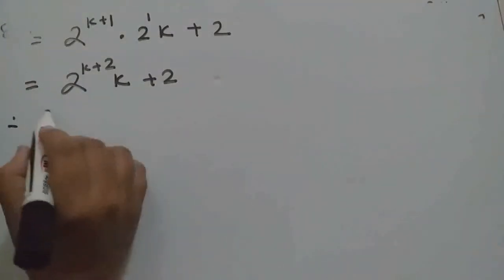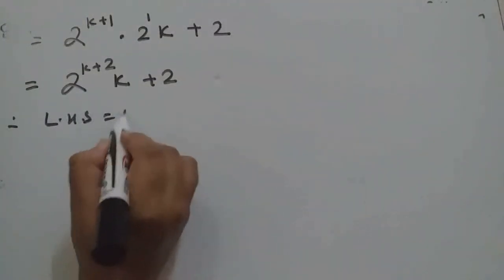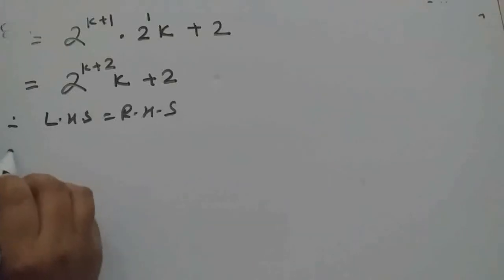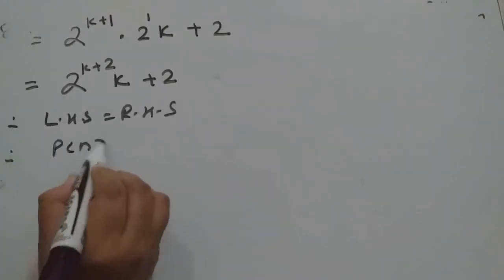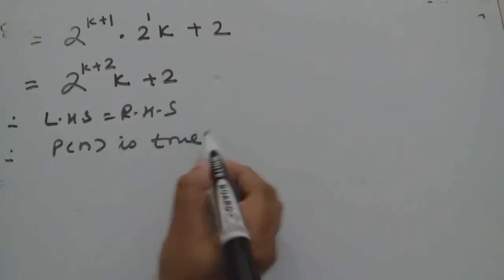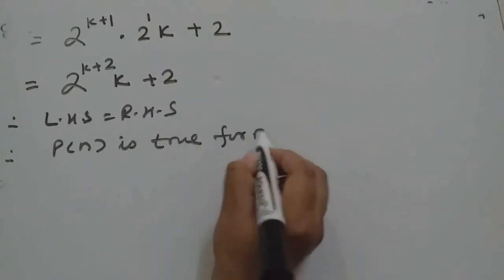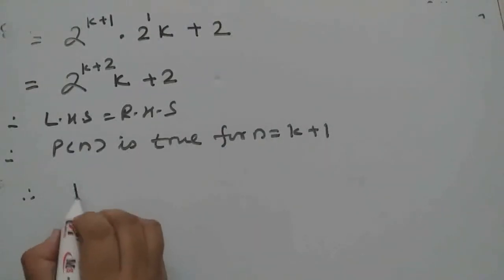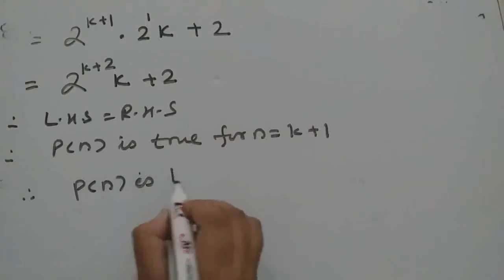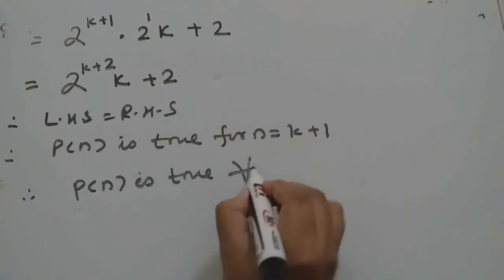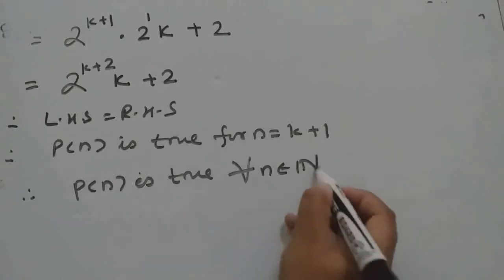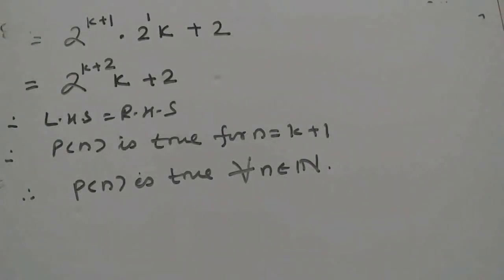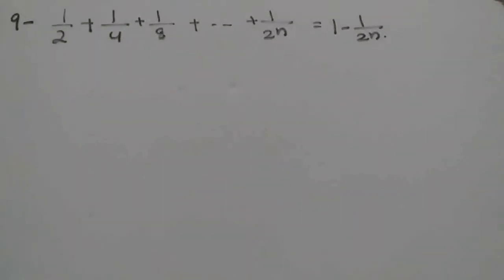So what we can write? Therefore LHS is equal to RHS. Therefore P of n is true for n equal to k plus 1. Therefore P of n is true for all n belongs to N.